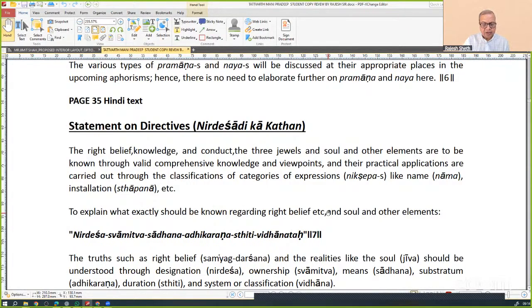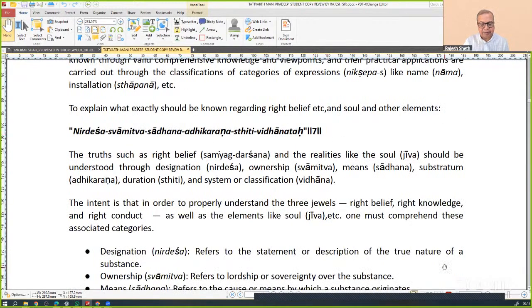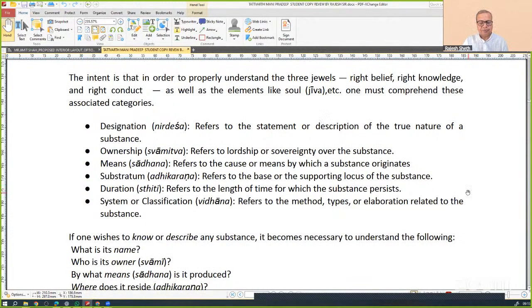Then duration, sthiti. What is its duration or time limit? It refers to the length of time for which the substance persists. And the last one is vidhan. Vidhan means classification, types and subtypes. All these can be known through these 6 tools. You will have a very good understanding of the substance if you apply these 6 tools on it. So this much description is enough for you to know the nature of the substance.